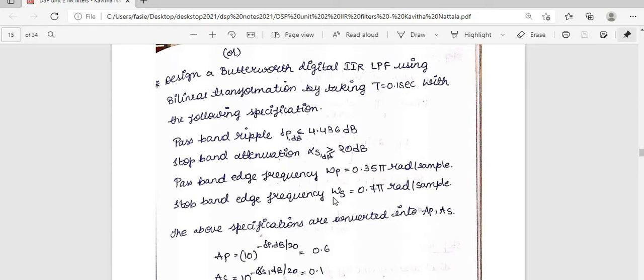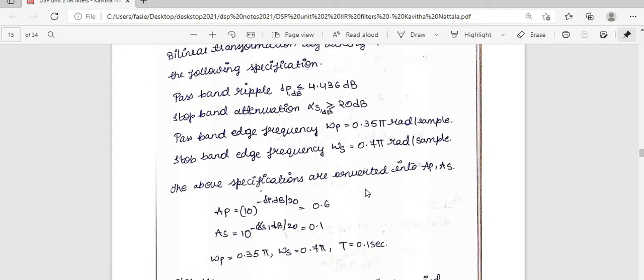Omega p is 0.35, in radians per sample. We have to write it in radians per second. Clear? That's the reason we are converting. Omega s is also there, 0.75, in radians per sample. We have to convert it into radians per second.